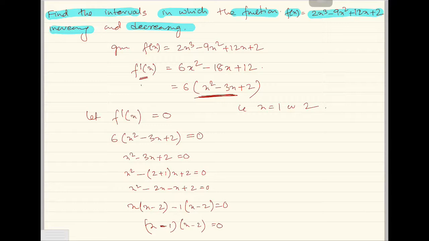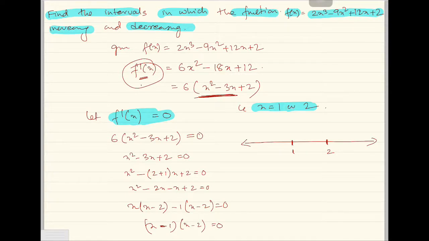Got it? So let me draw a line graph like this. I know this function has turning points at 1 and 2, isn't it? Okay, so we will check the value of this function f dash x in each of these intervals, because there are only two such points where this function is exactly equal to 0. f dash x is 0 at x equals 1 and x equals 2. Because when I compared f dash x with 0, I found the value of x is 1 and 2. That means exactly at 1 and 2, f dash x equals 0.